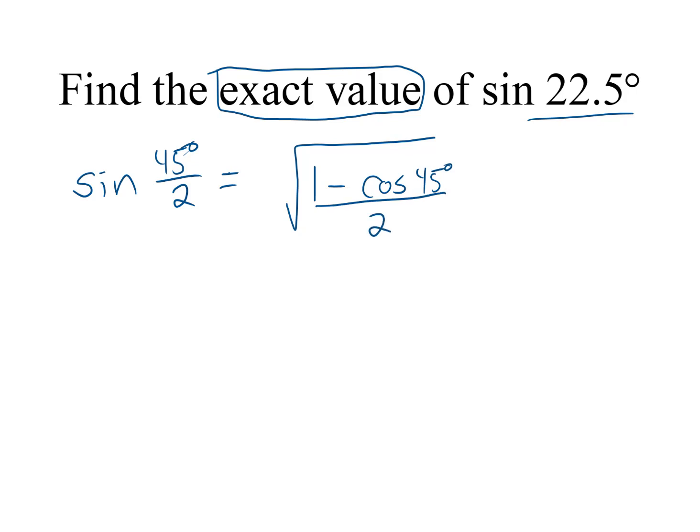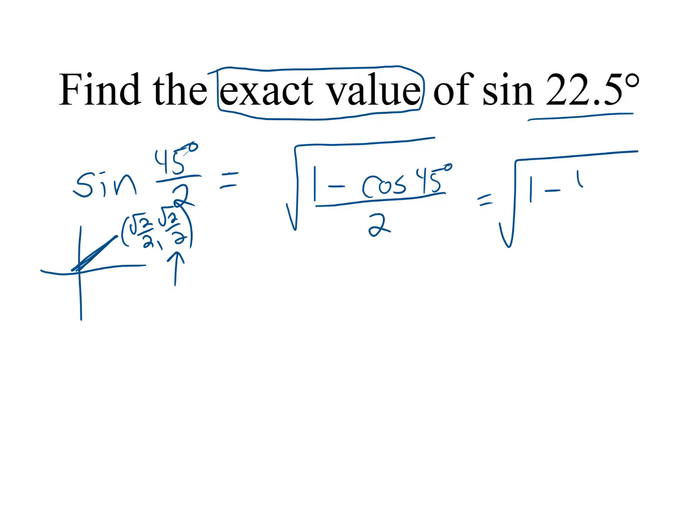Now let's go ahead and I think of the unit circle, and at 45, that's right here, we know those are the ones where they have the same values, square root 2 over 2 and square root 2 over 2. And then we know the sine is the y value. So this is going to be 1 minus square root 2 over 2 and then over 2.